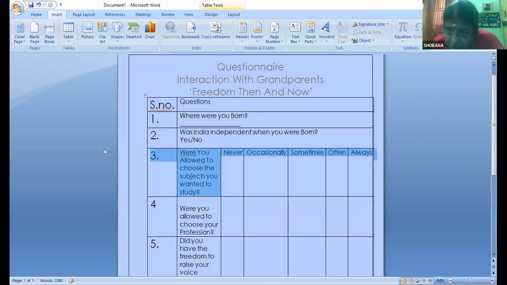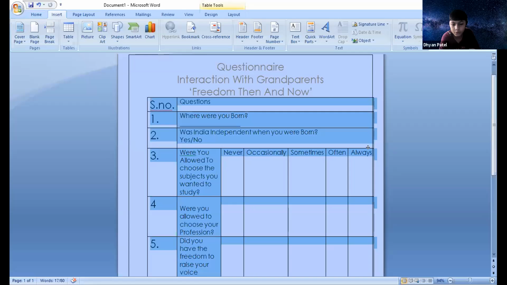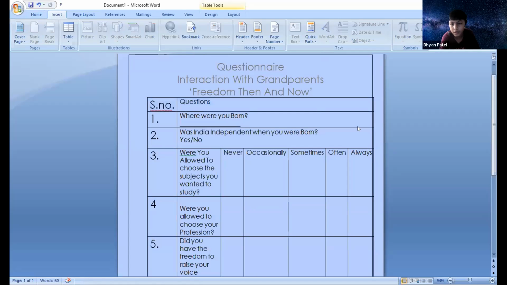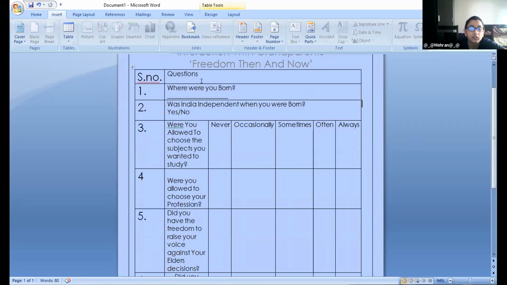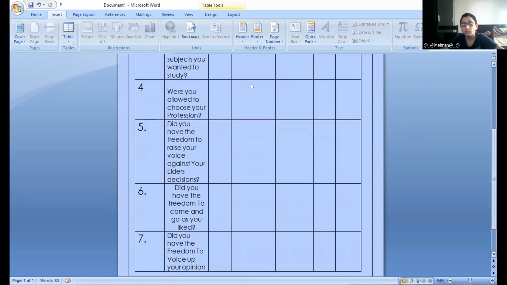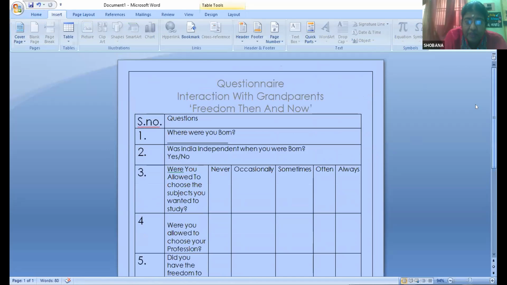What is the purpose of the table? To divide, so that you can easily express all the details and the questions. Yeah, so that we can express our questions there.